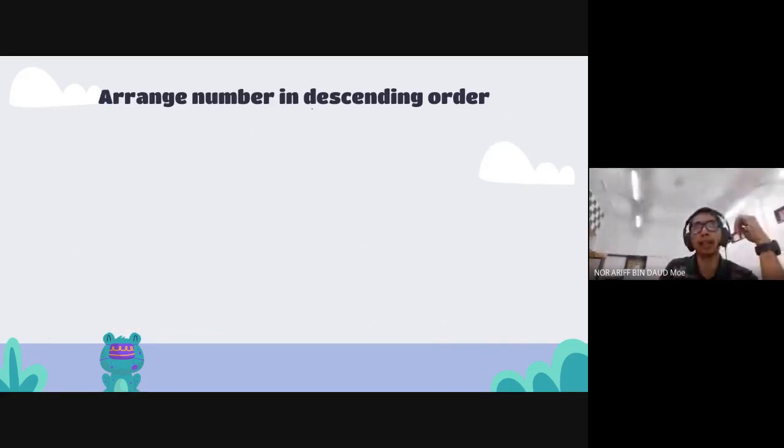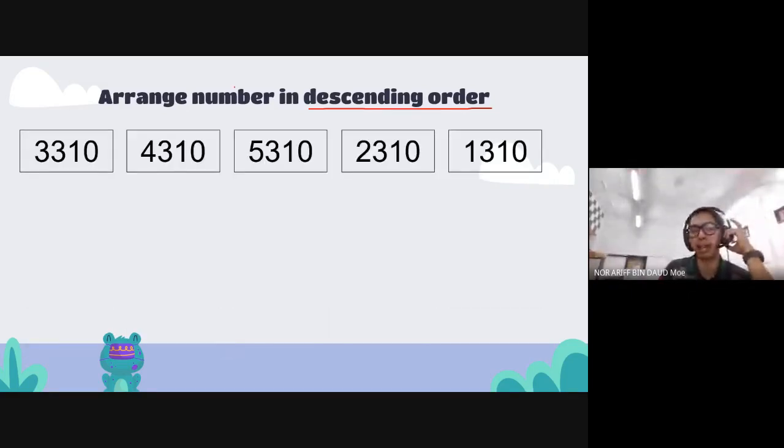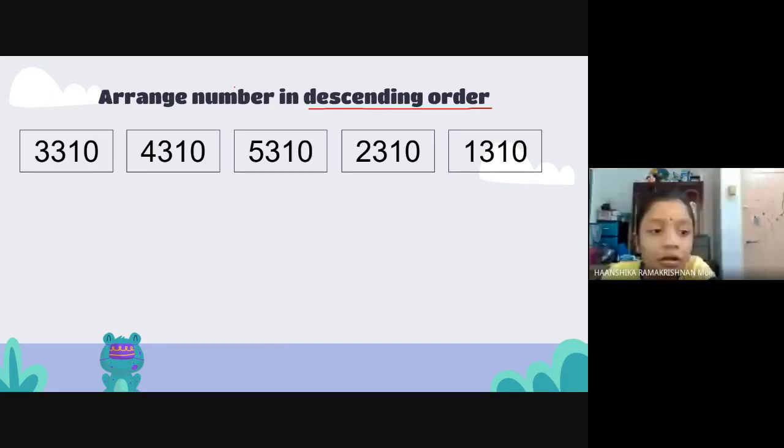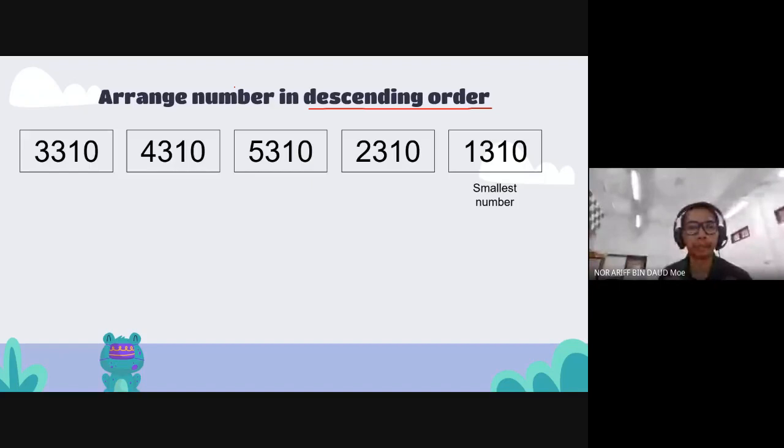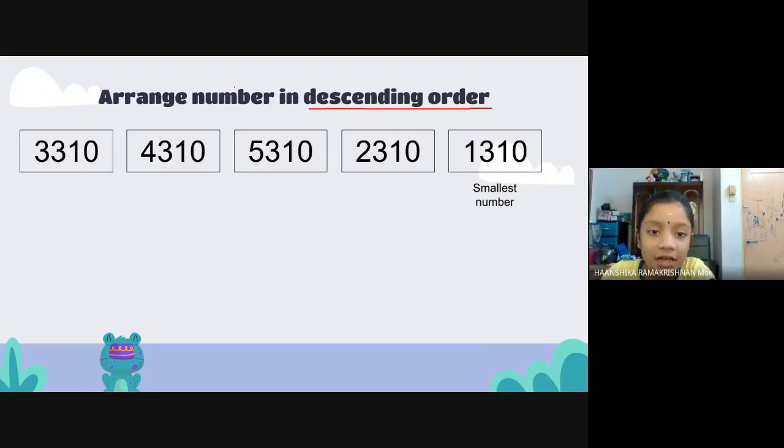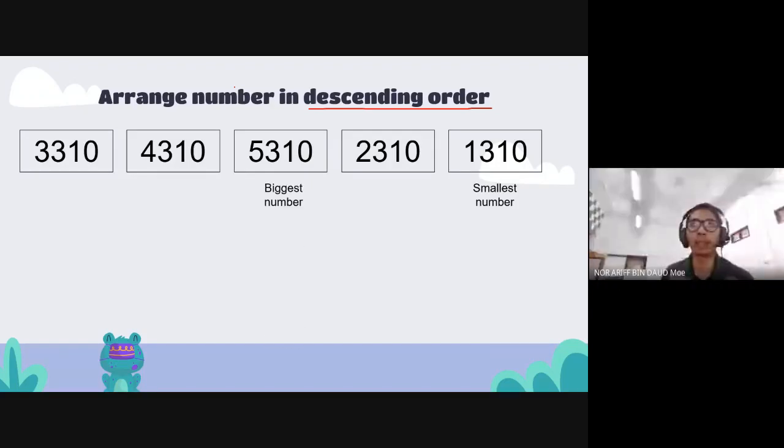Now we go to the next number, still in descending order. Hanchika, which one is the smallest number? Open your microphone, Hanchika. The smallest number is 1,310. Okay, the biggest number is 5,310. Okay, thank you, Hanchika.